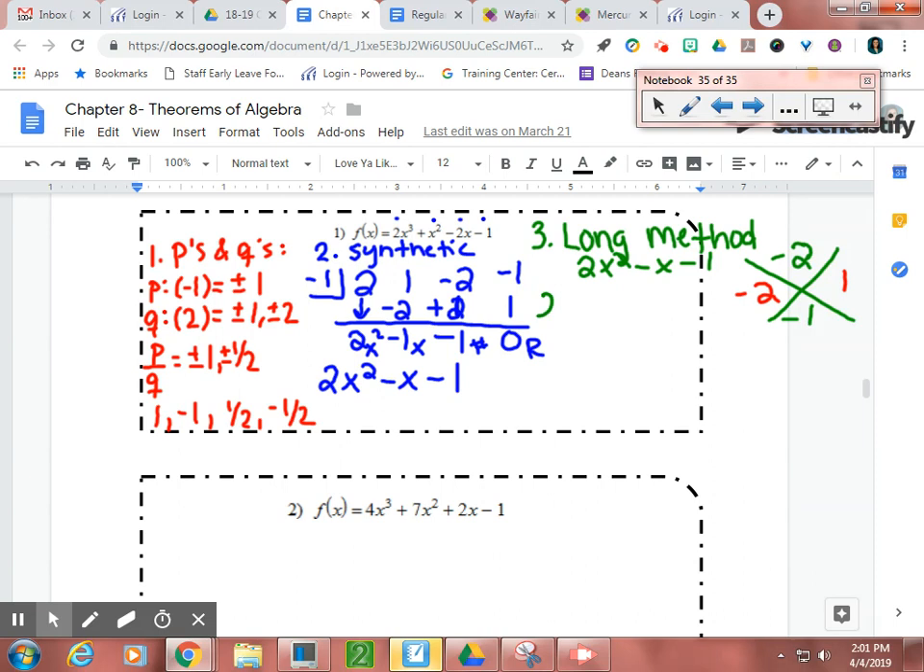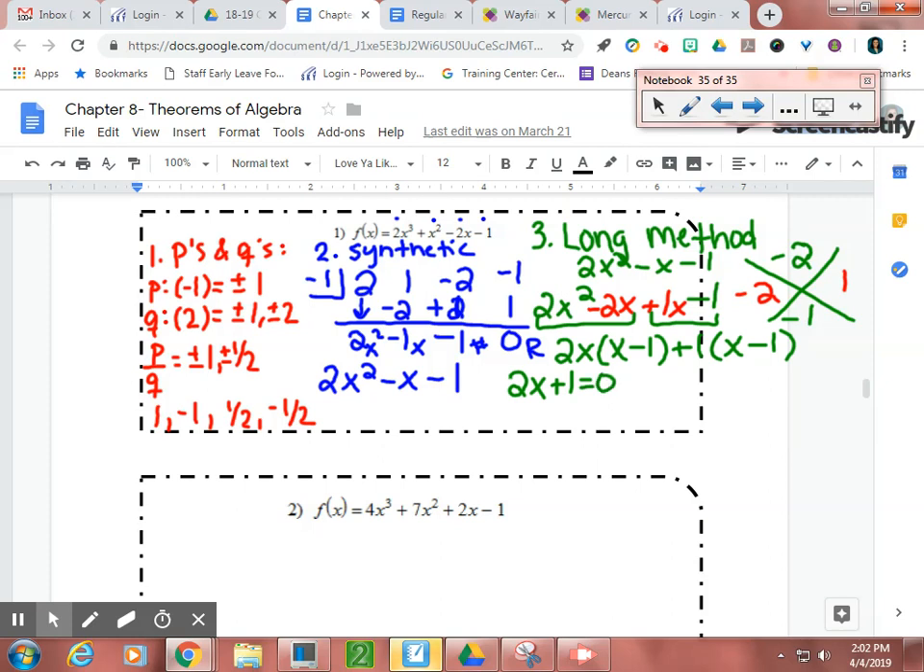So remember long method. I drop down my first, I drop down my last, and in the middle, I put -2x and +1x. Okay, then I'm going to group these guys and say what's in common. Well, 2x is what's in common in the first one. If you take a 2x out, you're left with x minus 1. Now, on the next one, the only thing I can take out is a +1 to be left with x minus 1. So the last step that you have to do is set these factors, 2x+1 equal to 0 and x minus 1 equal to 0. This one is going to give us -1/2. This one is going to give us +1.